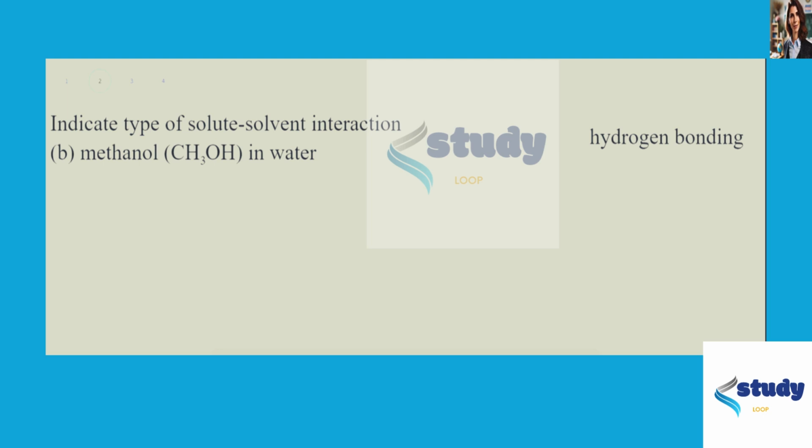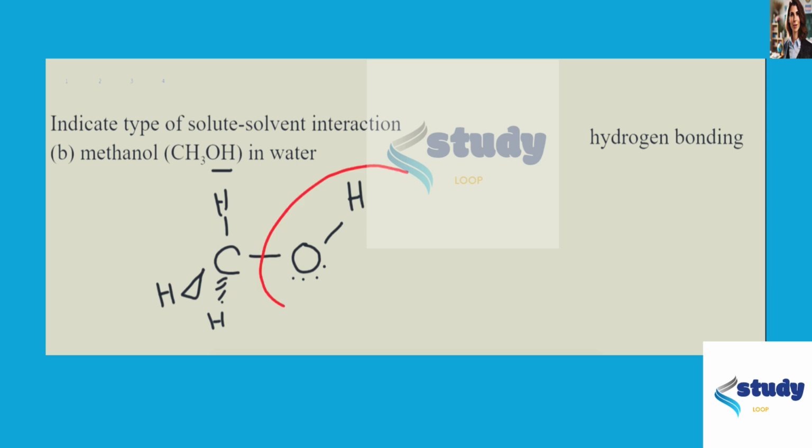In part B, I have methanol in water. So methanol has this OH group. So if we look at that molecule, we've got carbon with these 3 hydrogens connected to an oxygen atom, which is connected to a hydrogen atom. Now, this part of the molecule, the OH group, is able to make hydrogen bonds, especially to something like water.